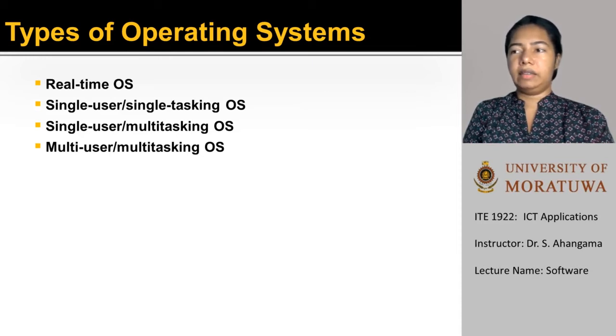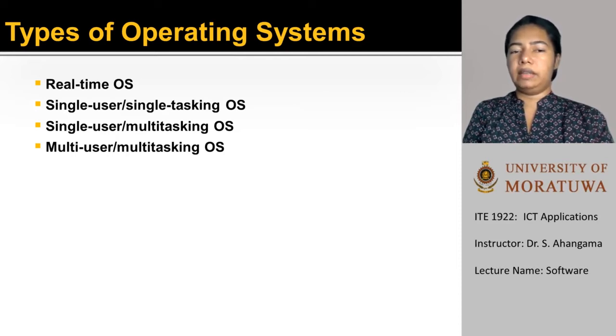Single-user, single-tasking operating system. It allows a single user to perform a single task at a time. They take less space on disk or memory. For example, MS-DOS and Palm OS are single-user, single-tasking operating systems.